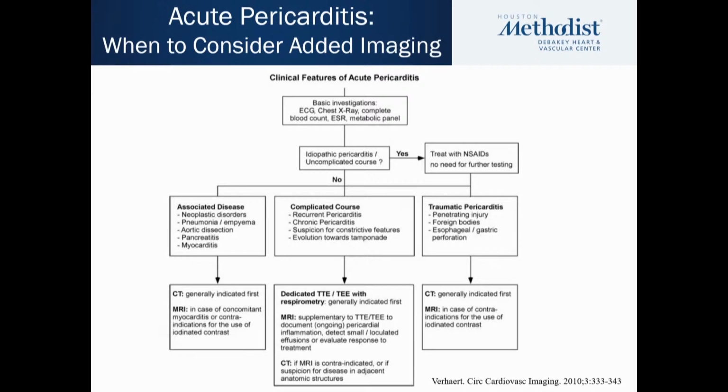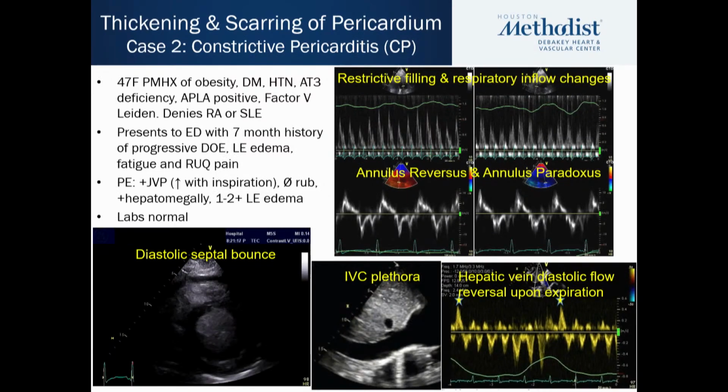If the disease is caused by traumatic injury, you really need to be able to see the entire thorax, or if there's any associated diseases such as neoplastic processes, pancreatitis, aortic dissection. Those are situations where advanced imaging would be very helpful. So let's move on to another disease state.